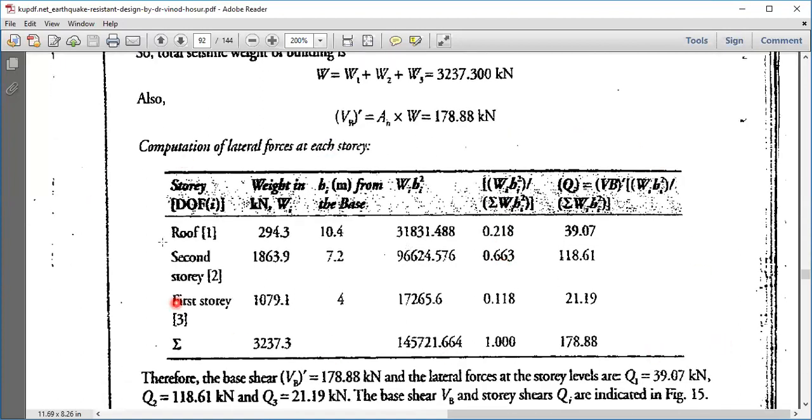Put up a table for computation of lateral forces at each level, starting from the roof, second floor, and first floor or first story. So I know the weights; make a note of the heights from the base. The total height is 10.4, then it is 7.2, and this is 4. Wi into hi square column, then Wi hi square divided by the summation of that, I get a column, multiply by the base shear, and I get these values.